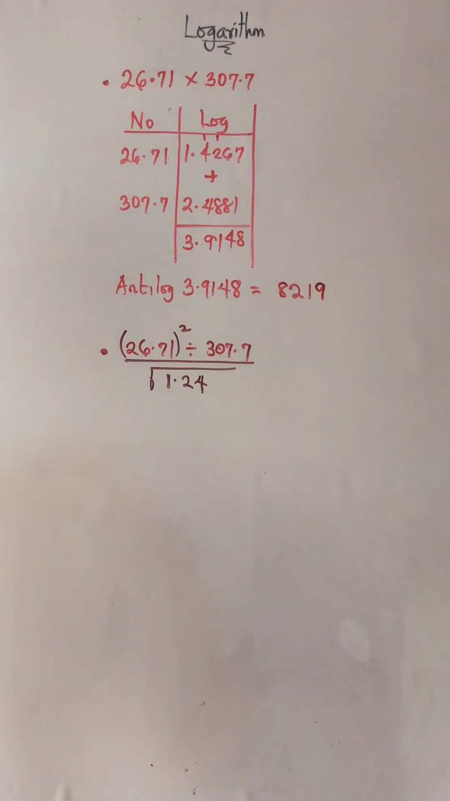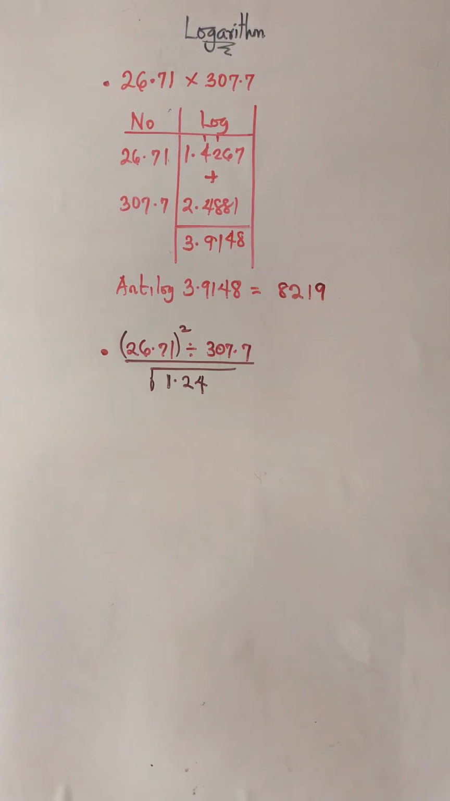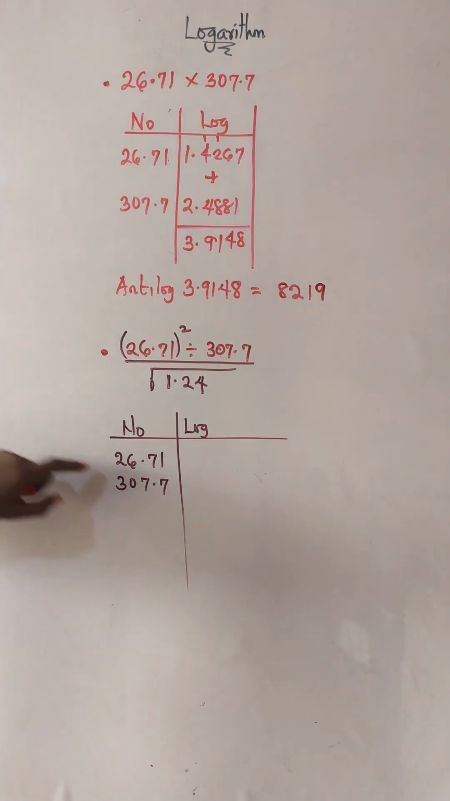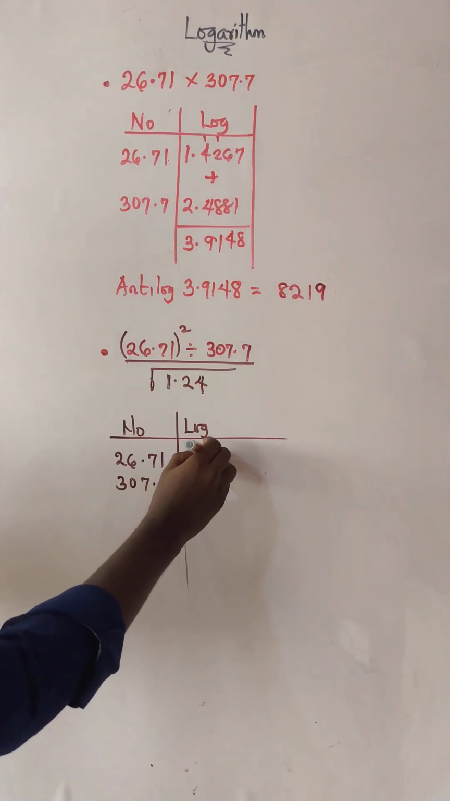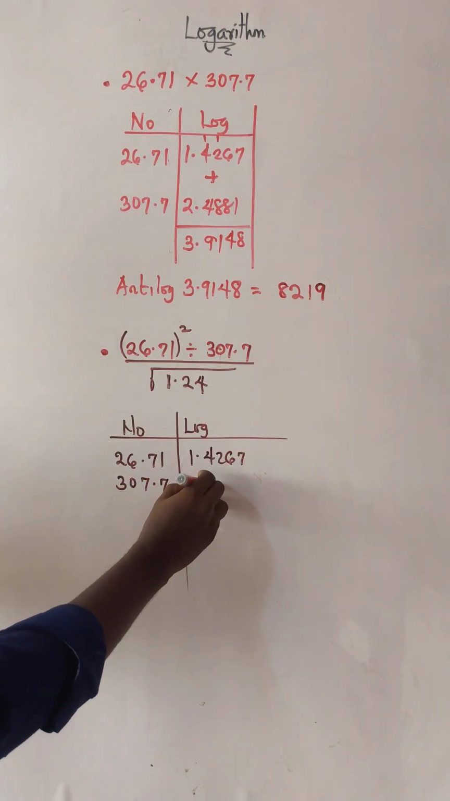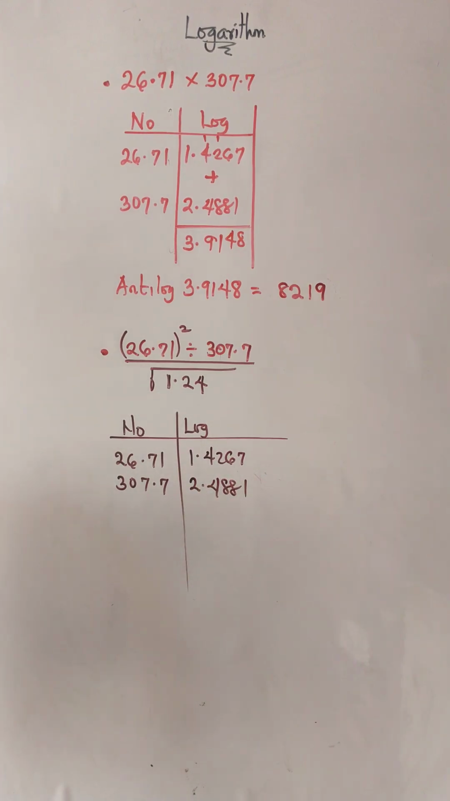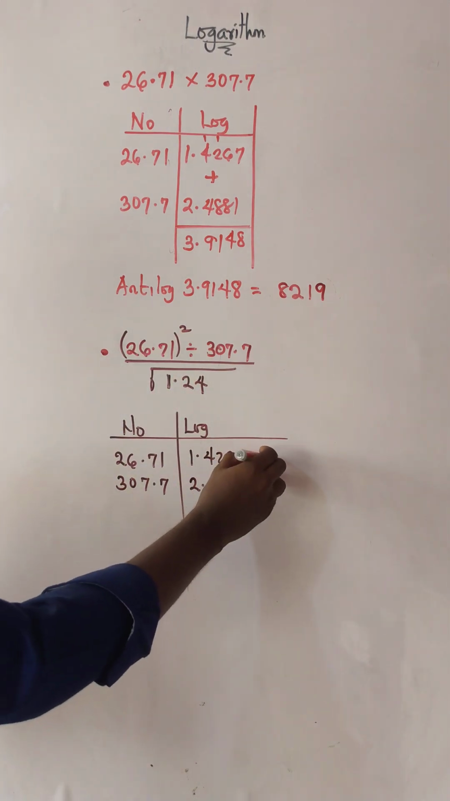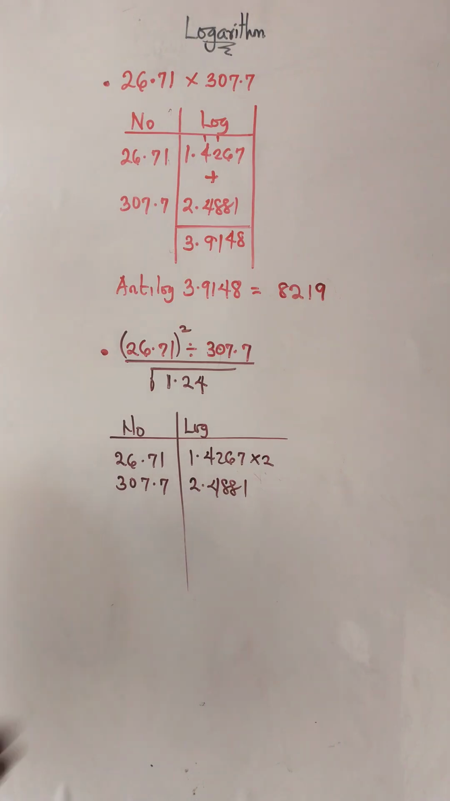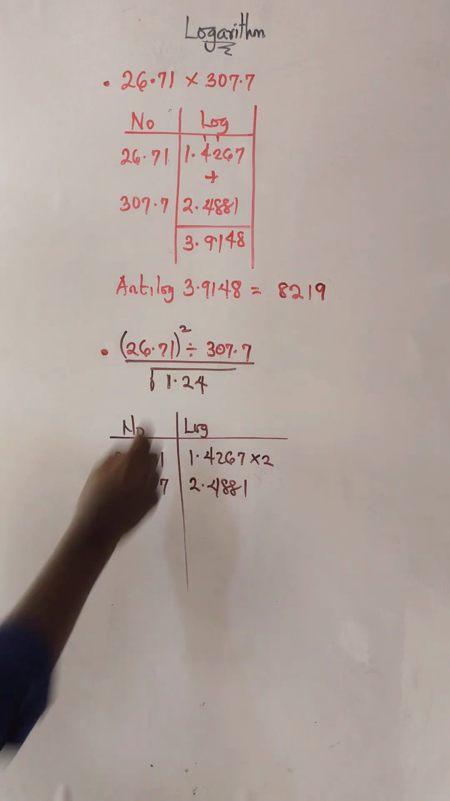So first, how many numbers do we have here? We have 3 numbers. This, and this. So for all the numbers, let's write them down in logarithm form. Already we've done this one. 26.71 is 1.4267 in logarithm form. 307.7 is 2.4881. So let's focus on the numerator first. Now because here we have square, we multiply this one by 2. And this one remains. Anything we get here and this, we are going to subtract because of the division.